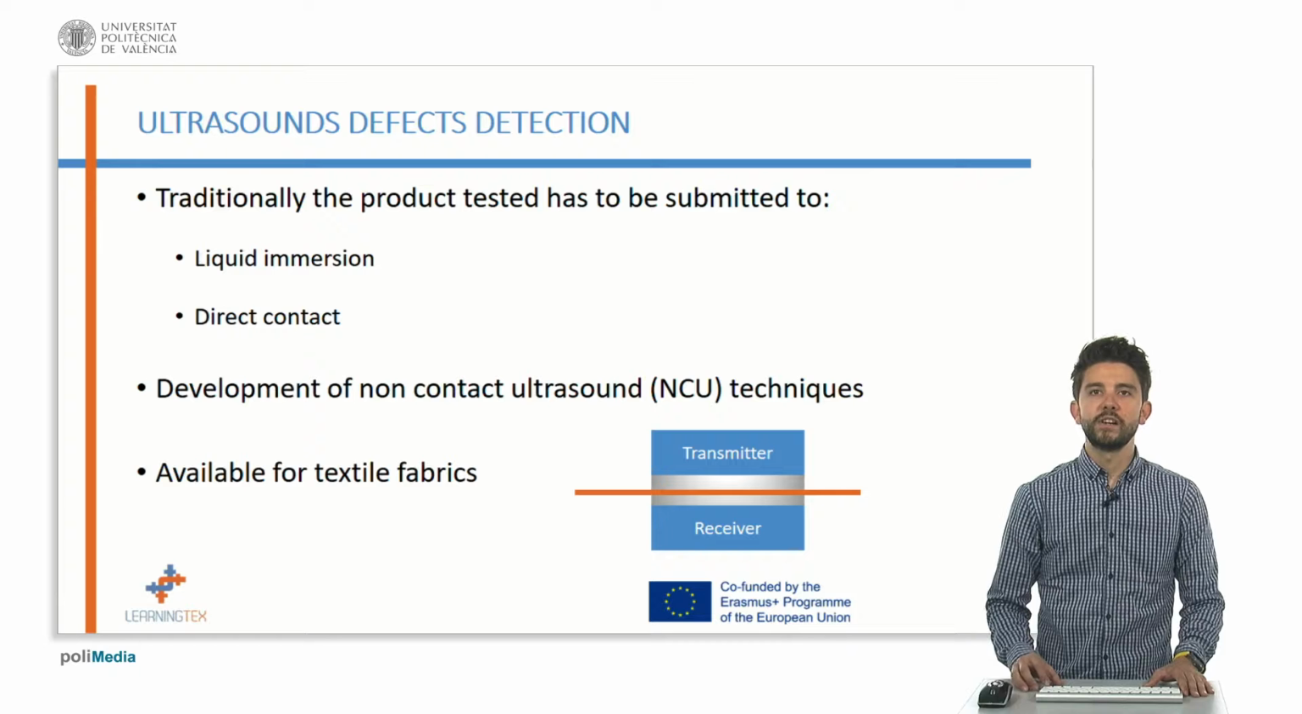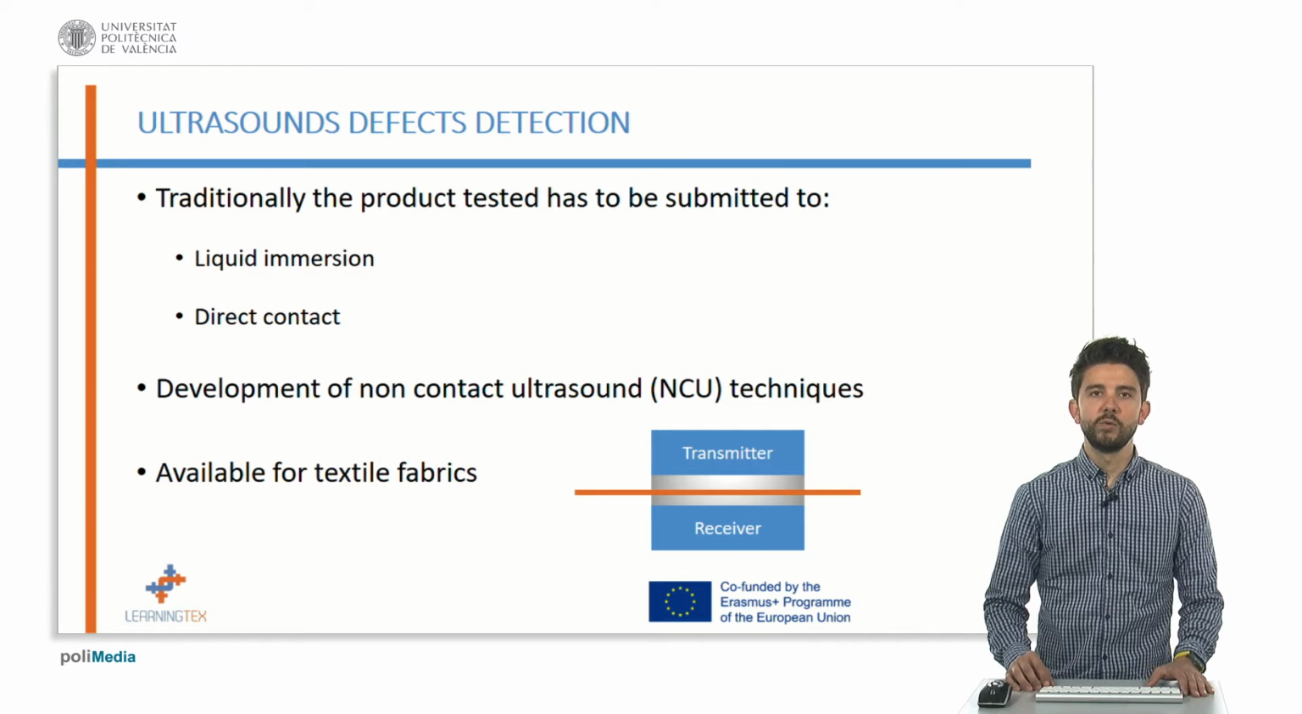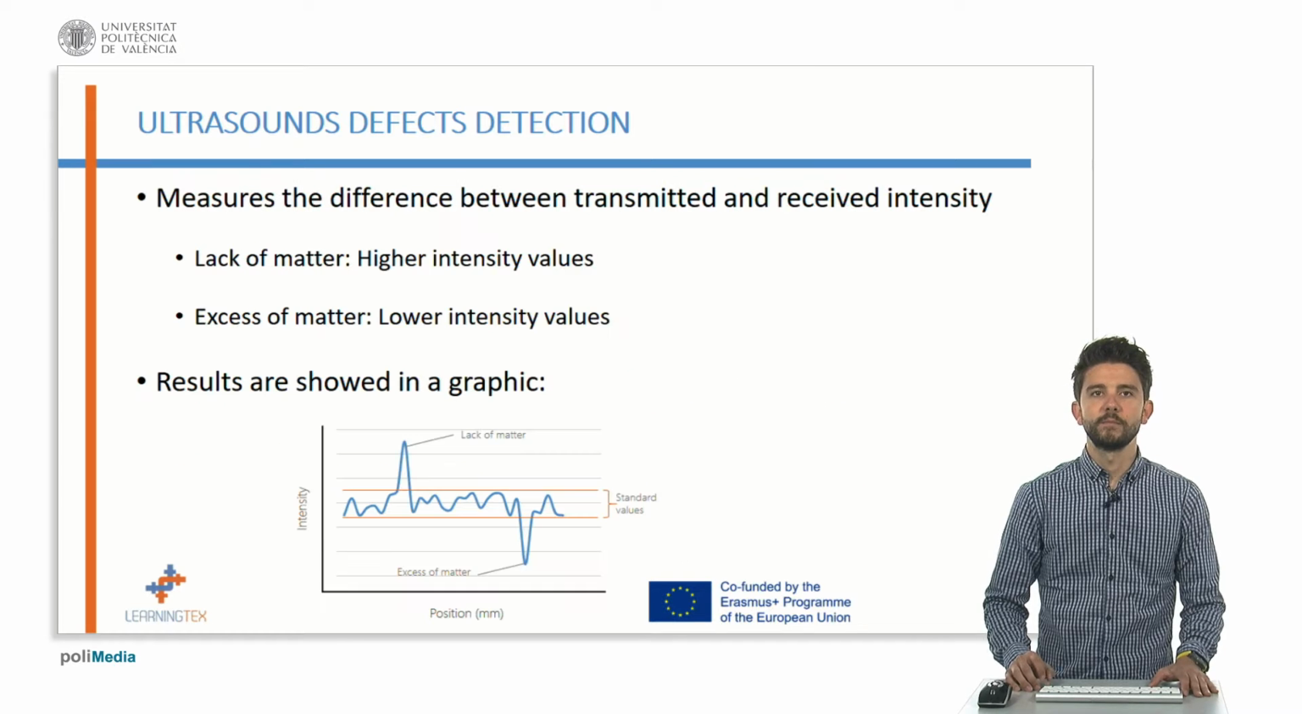The second technique described is the ultrasound system. Traditionally, the product to be evaluated by this technique should be subjected to liquid immersion or direct contact. Techniques using ultrasound without direct contact have been developed recently, so it's possible to detect defects in some kinds of textiles. The maximum distance between the transmitter and the receiver has to be 3 mm.